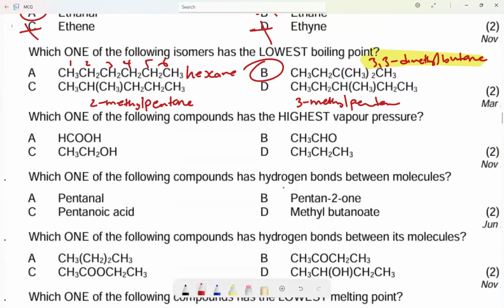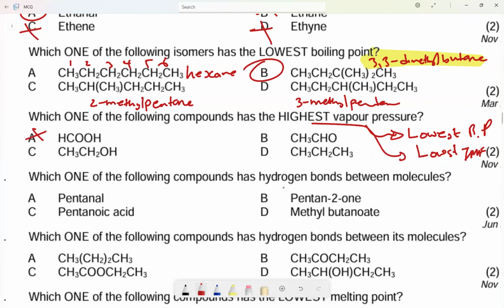Which one of the following compounds has the highest vapor pressure? Highest vapor pressure means you need to have what? Lowest boiling point. Or you need to have what? Lowest intermolecular forces. Now, which one is the highest intermolecular forces? Carboxylic acid. Which one is that? Oh, sorry, not highest, lowest.